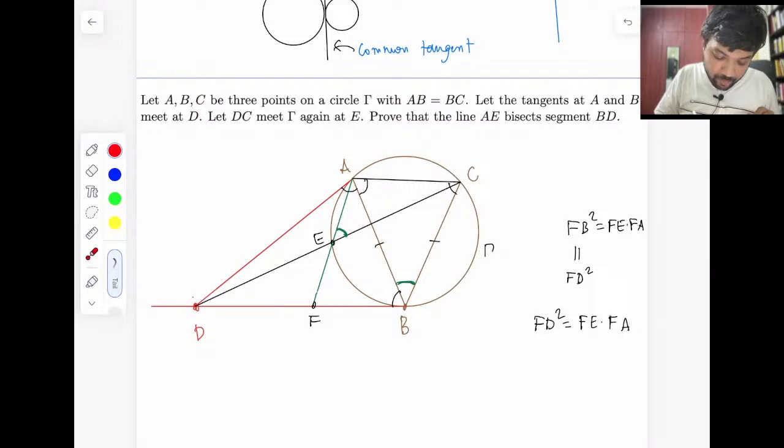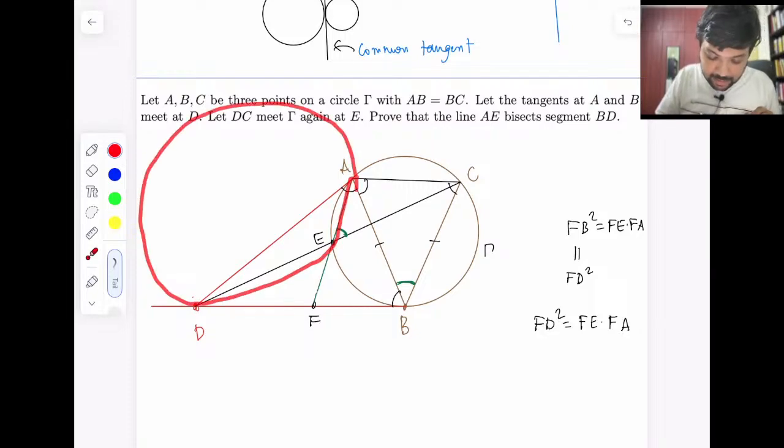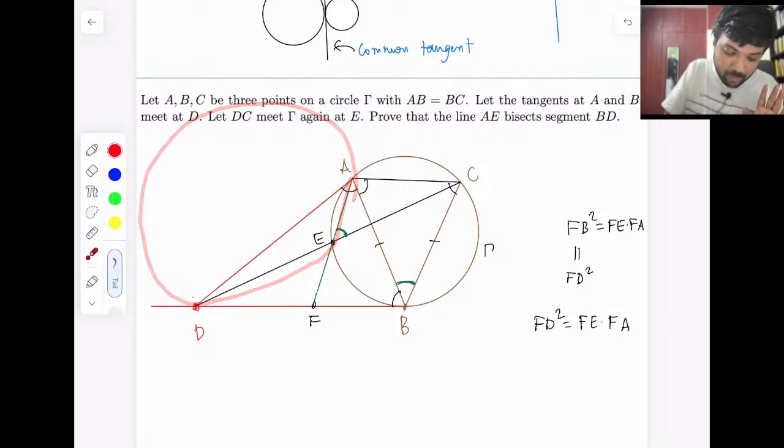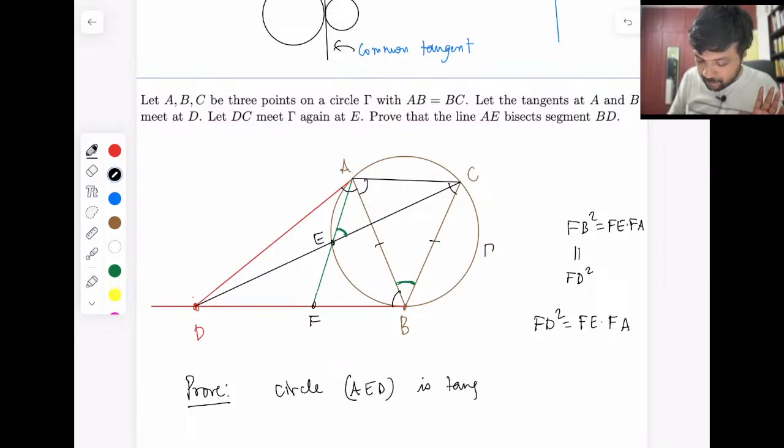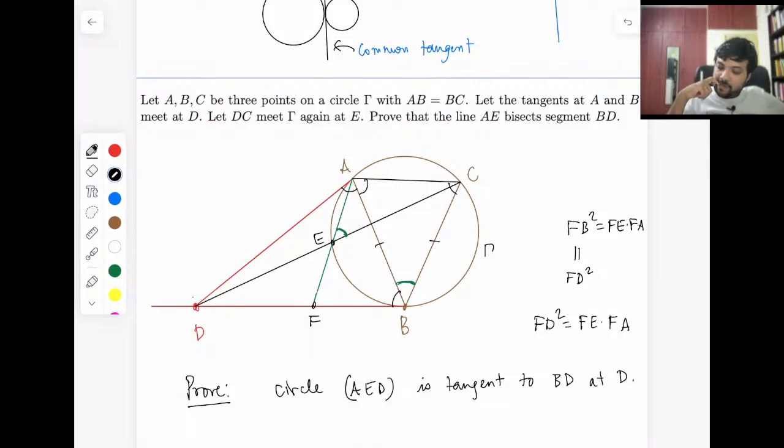If you could argue that BD is tangent here, if you take the circumcircle, can we prove it? Can you guys come up with a proof? Circle AED is tangent to BD at D. Can you prove this? Then we are done, right? We can then say FD square is FE into FA, but so is FB square, therefore FD equals FB, and we are done.